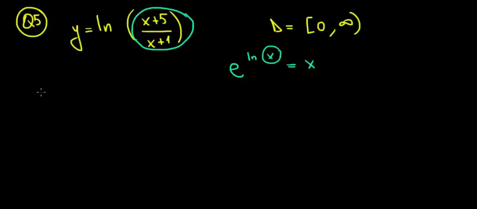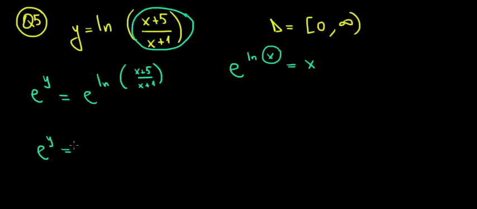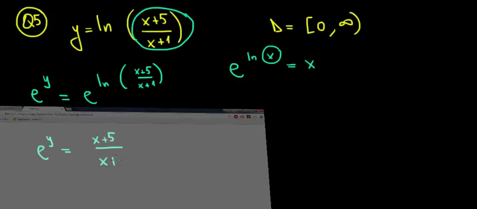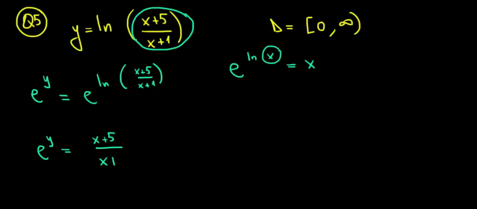So let's actually take e to the power of both sides, because we can do it, it's an equation. So e to the power of y equals e to the power of ln of (x plus 5) divided by (x plus 1). We would have e to the power of y equals (x plus 5) divided by (x plus 1).